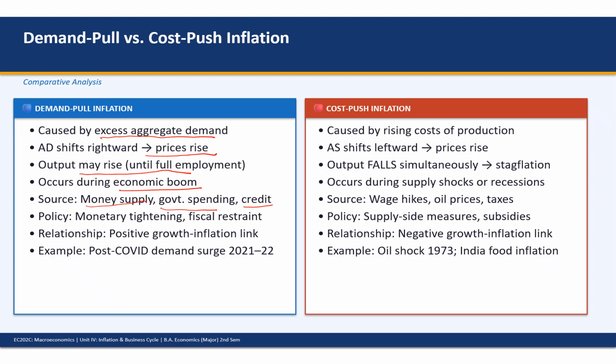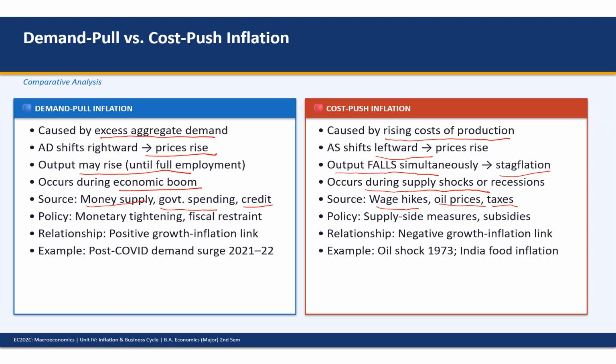Cost push inflation, on the other side, is caused due to rising cost of production. Here, aggregate supply curves shift towards the left and price rises. Output also falls simultaneously, causing the situation of stagflation. It occurs due to supply shocks or recession, and it may be caused by wage hikes, oil prices, tax rise.